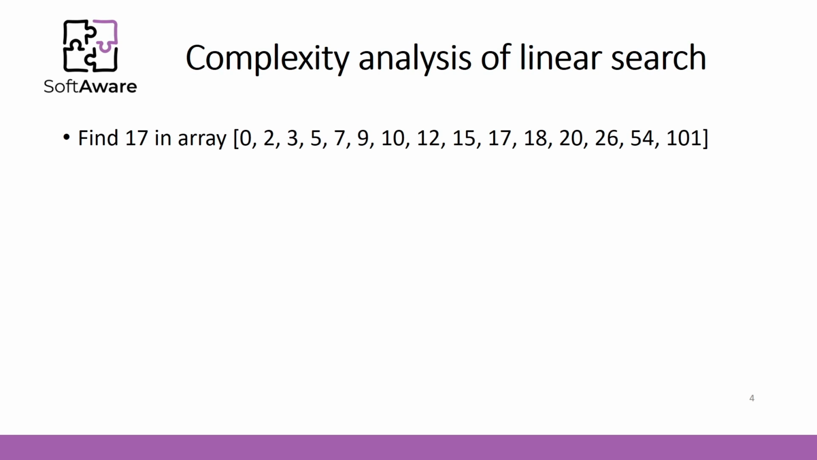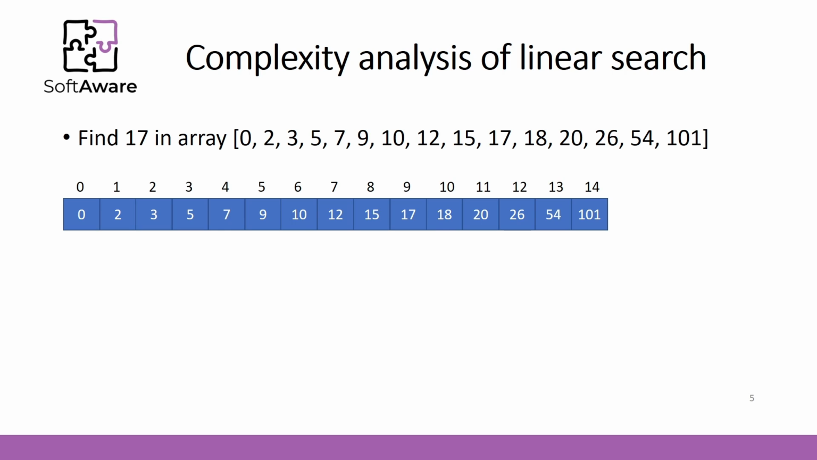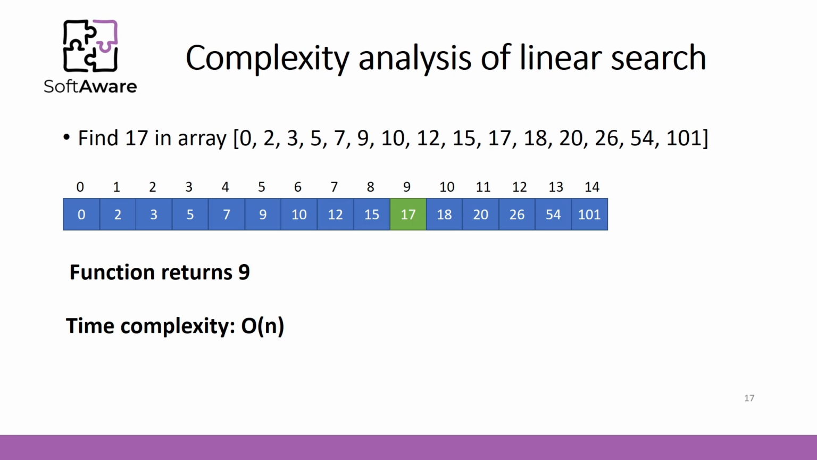Let's say we have a sorted array and we want to find the number 17 in the array by applying a linear search. In order to do that, we simply traverse the array linearly until we find the right element. We have found the element we have been searching for and we have returned its index, which is 9. It is obvious that the time complexity of this algorithm is O(n).